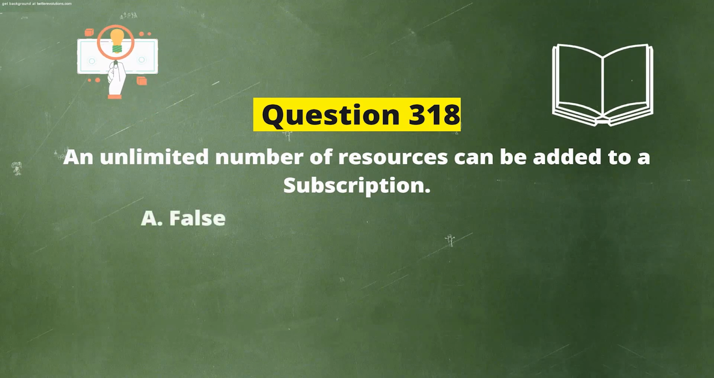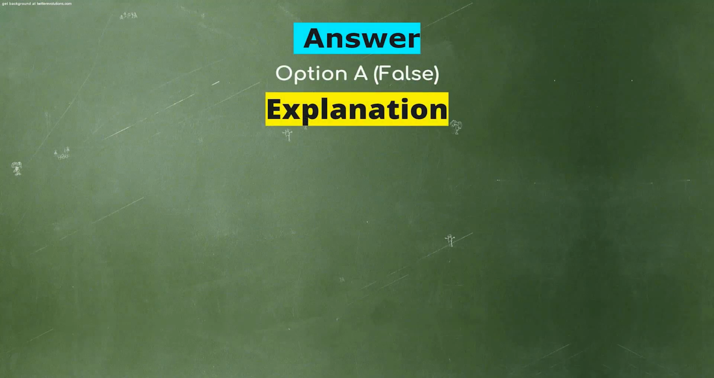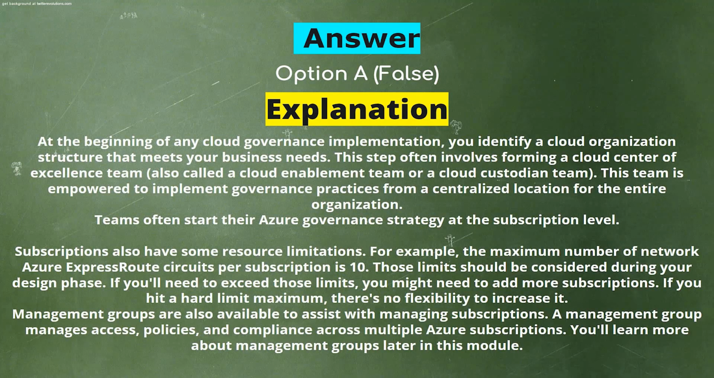Is it false or true? And the correct answer is, it's false. Explanation. At the beginning of any cloud governance implementation, you identify a cloud organization structure that meets your business needs. This step often involves forming a Cloud Center of Excellence team, also called a Cloud Enablement team or a Cloud Custodian team. This team is empowered to implement governance practices from a centralized location for the entire organization.